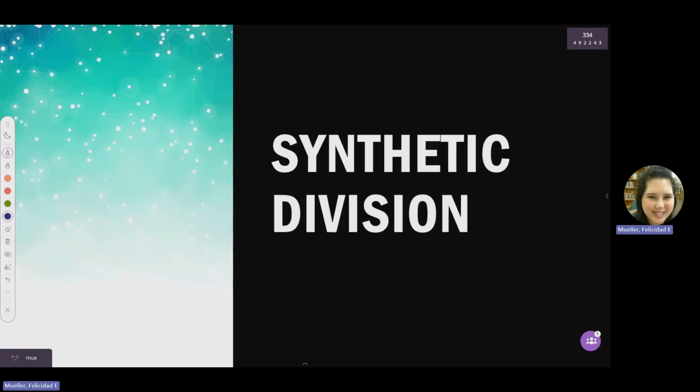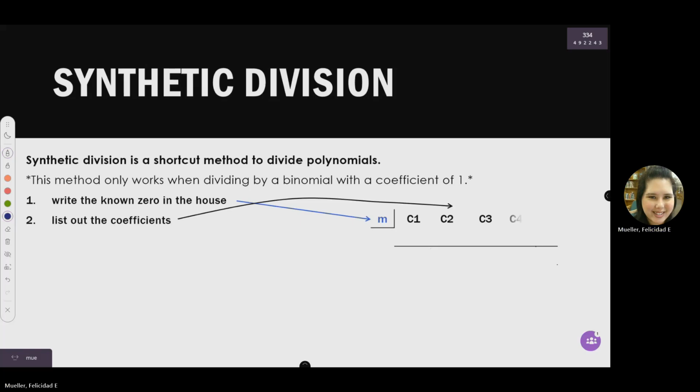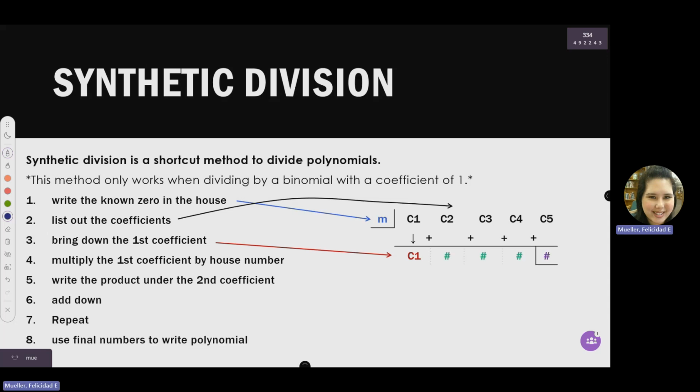Reducing synthetic division. So there is actually a second handout that you were given in class that goes over these steps. Write the known 0 in the house. List the coefficients. Bring down the first coefficient. Multiply by the house number. Add as you go across and repeat. So it looks like this.